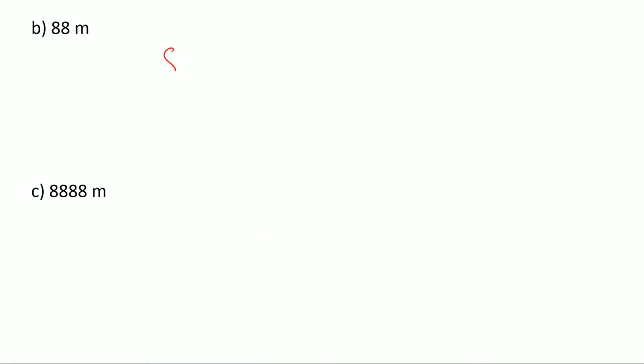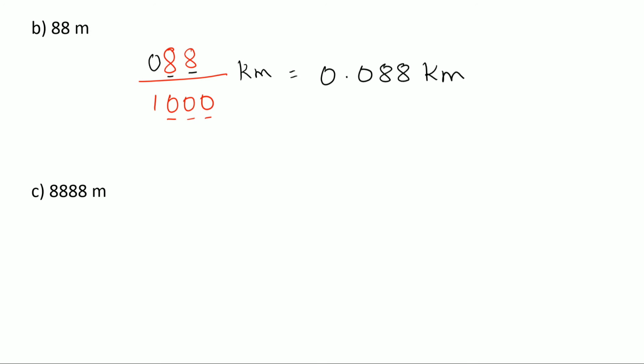Let us see the next one. 88 meter. So 88 divided by 1000. We got 3 zeros in the denominator: 1, 2, 3. So we need to shift 3 places to the left. We have 1 digit, 2 digit. Here we do not have a digit, so we can just put a 0 here. And then the final answer would be 0.088 kilometer. See, there are 3 zeros here and after the decimal point we have 3 digits: 1, 2, 3. This is just for cross checking.